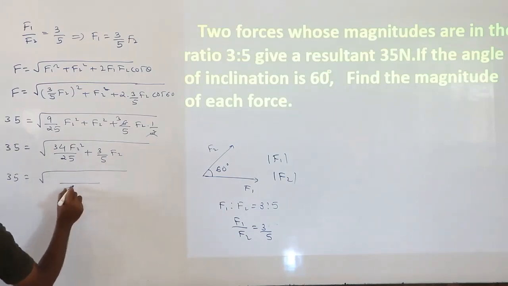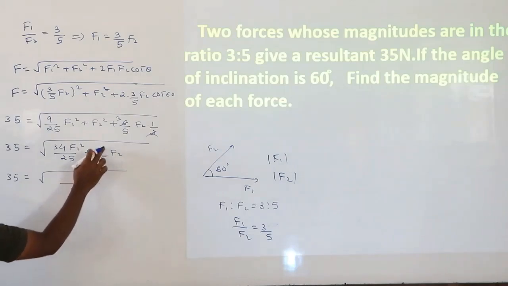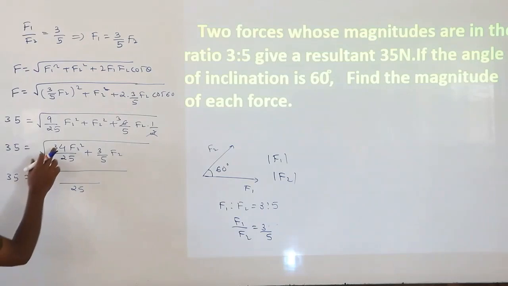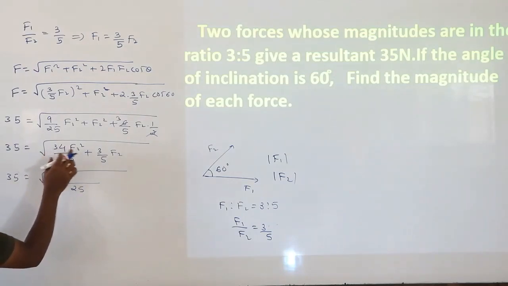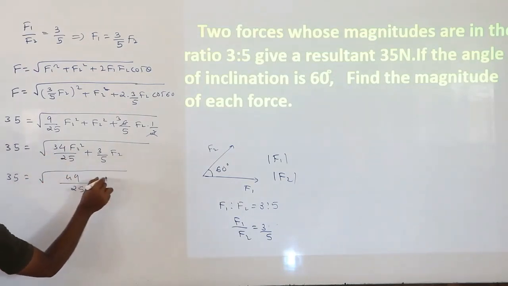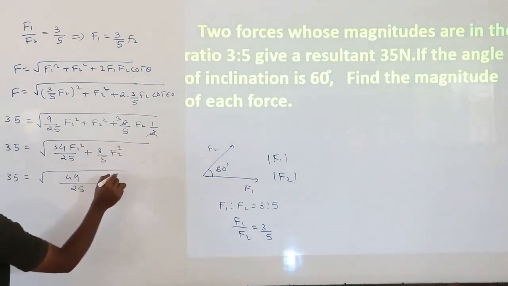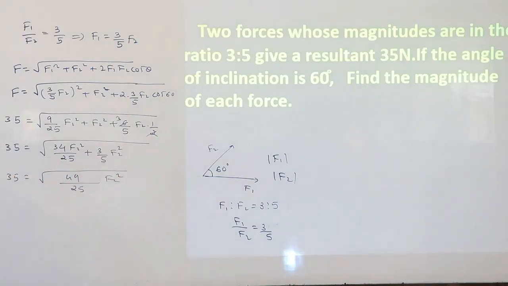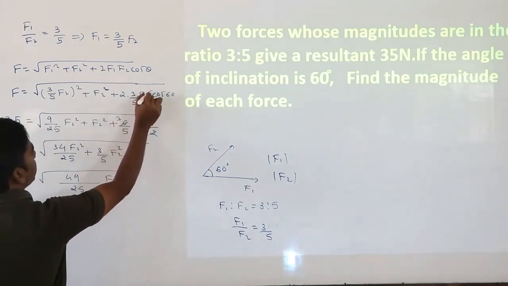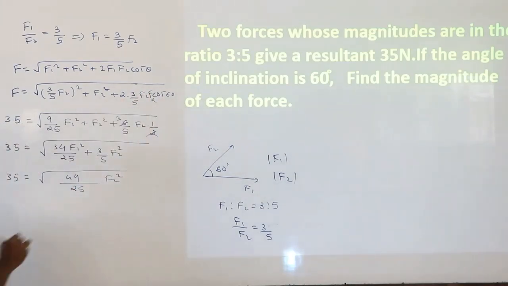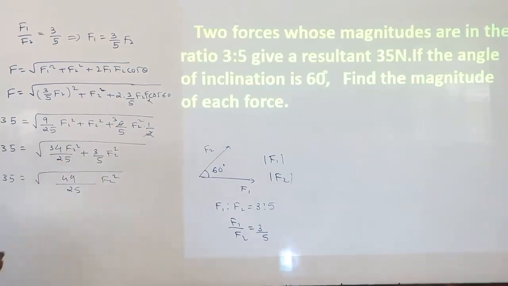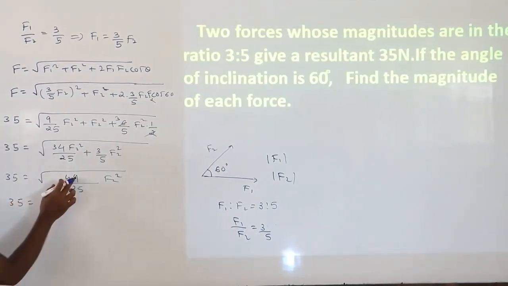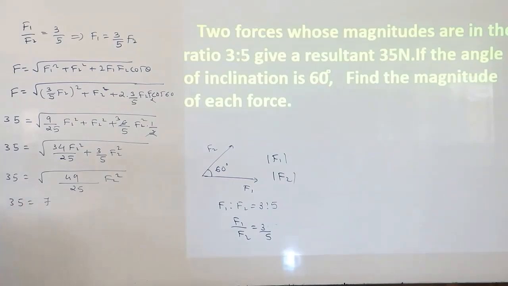What is the LCM over here? 25. So 5 3s are 15, and 15 plus 34 will become 49 F2 square, because one F2 square is there and this one F2 square is there. So now 35 equals the square root of 49 F2 square over 25. What is the square root of 49? 7. And the square root of 25 is 5. The square root will go, so it will become F2.